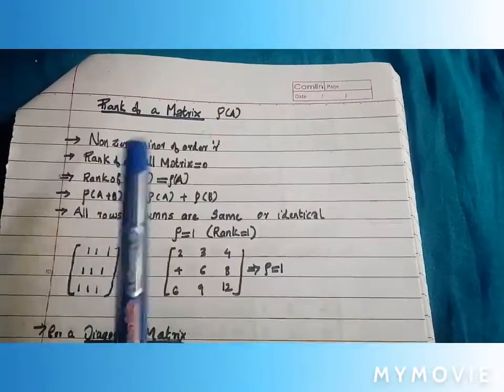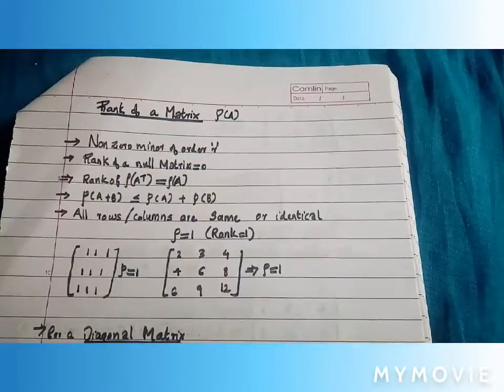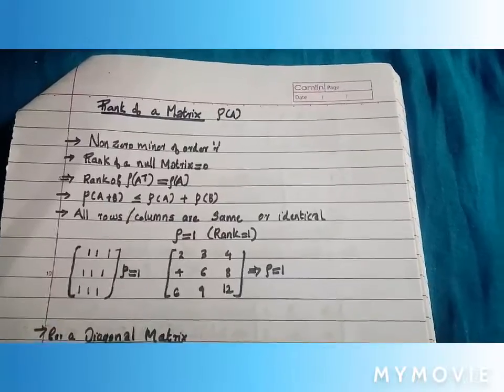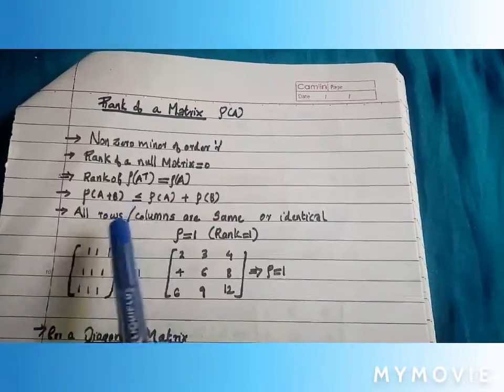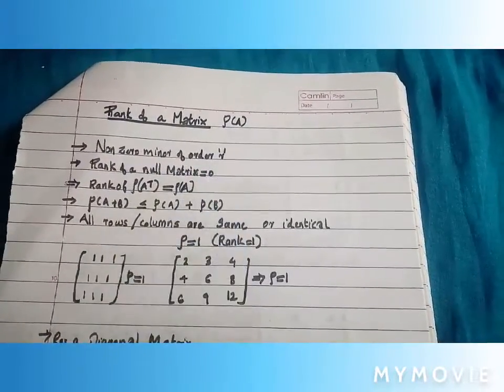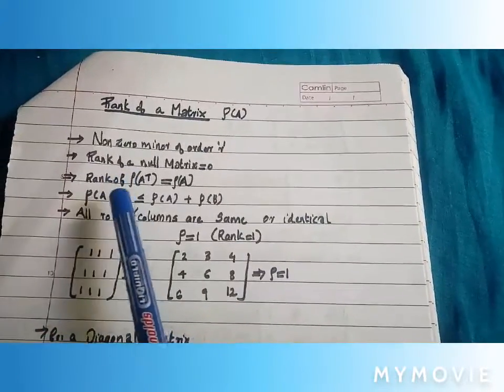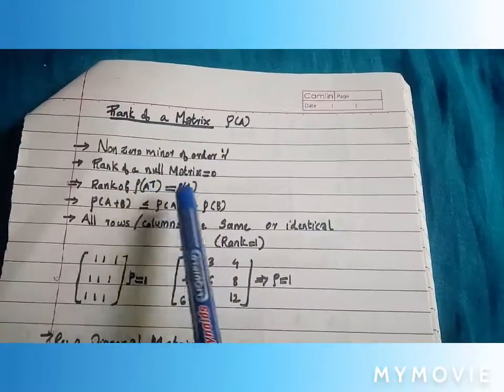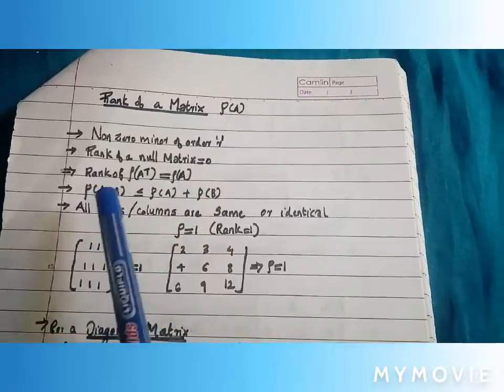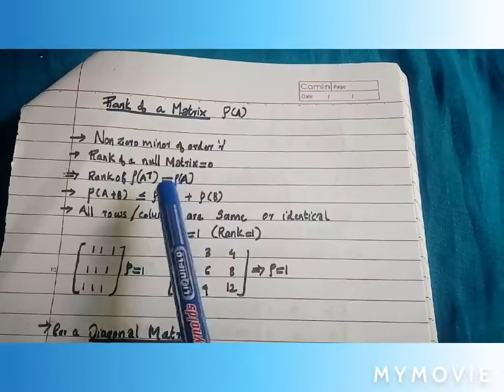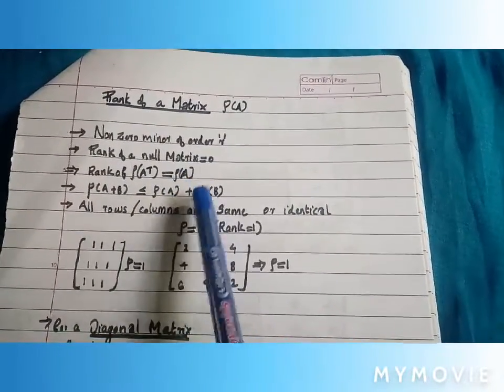Rank of a null matrix is equal to 0. That means we know that a null matrix has elements that are all 0, so it has rank equal to 0. Rank of A transpose is equal to rank of A. Rank of A plus B is less than or equal to rank of A plus rank of B.